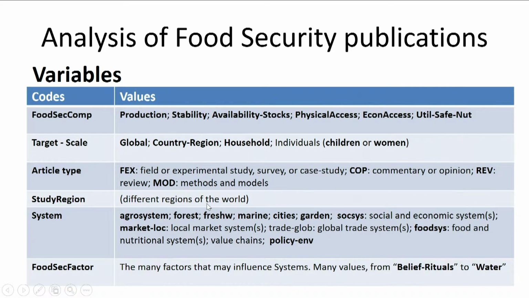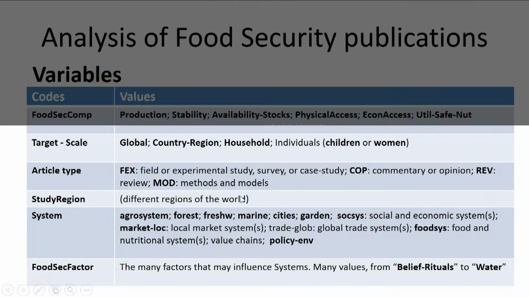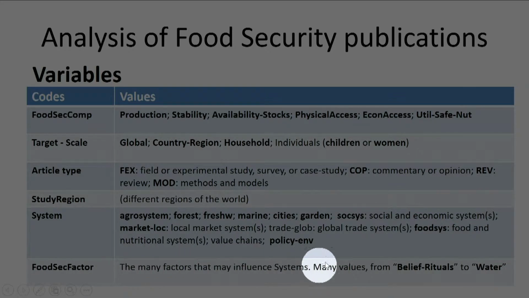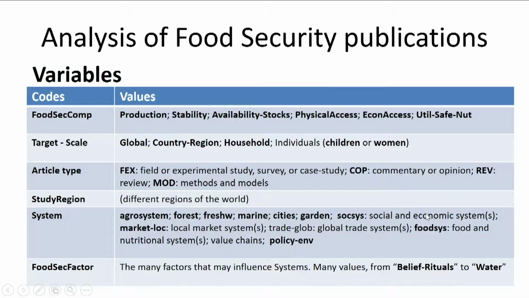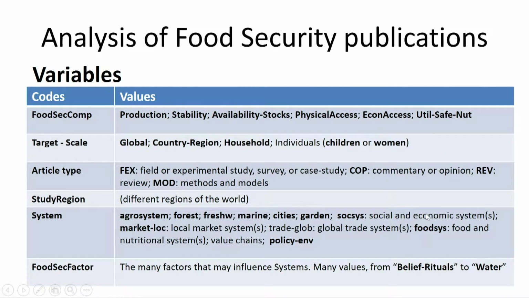And then the many variables dealing with the food security factors. And so here we have a huge number of additional variables which go from belief and rituals to water, which are all elements which contribute to some of the components of food security.